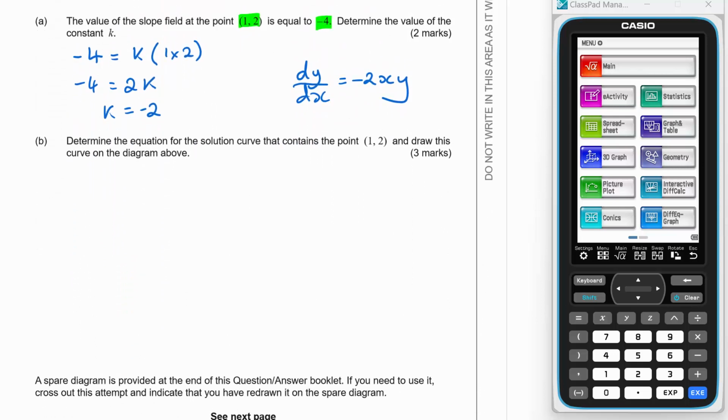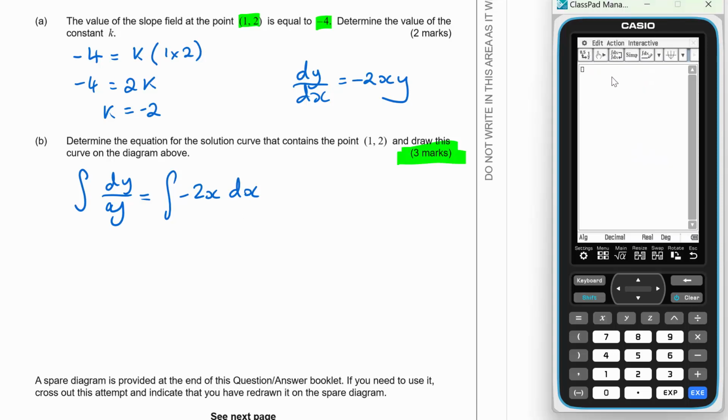Determine the equation for the solution curve that contains the point (1, 2), and draw this curve on the diagram above. And note there's only 3 marks for all of this, so they're expecting us to use the CAS. So I might actually just write down one step of working, which is separate the variables and do this. And of course, there's an x in there, like that. But I'm going to solve it using the CAS.